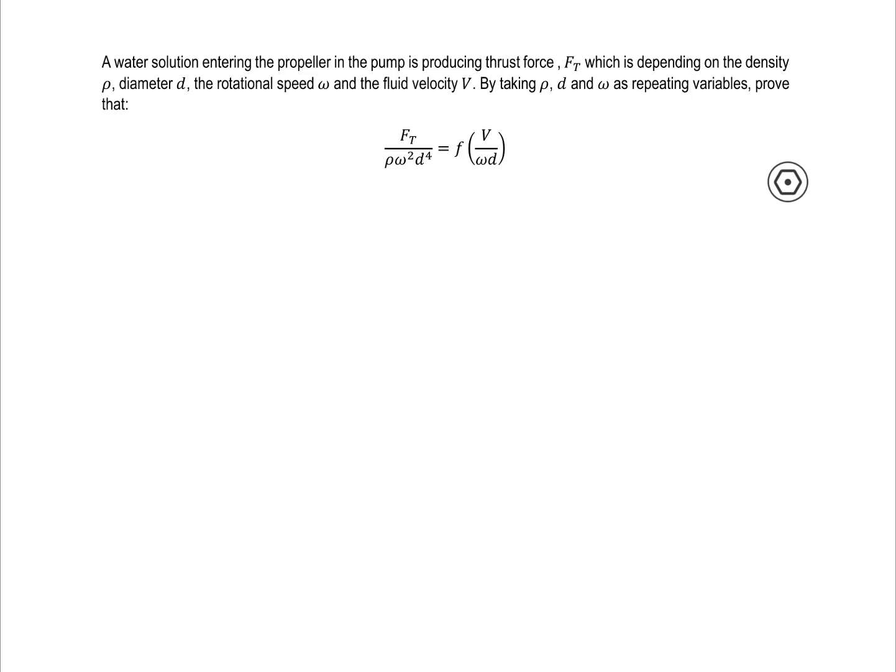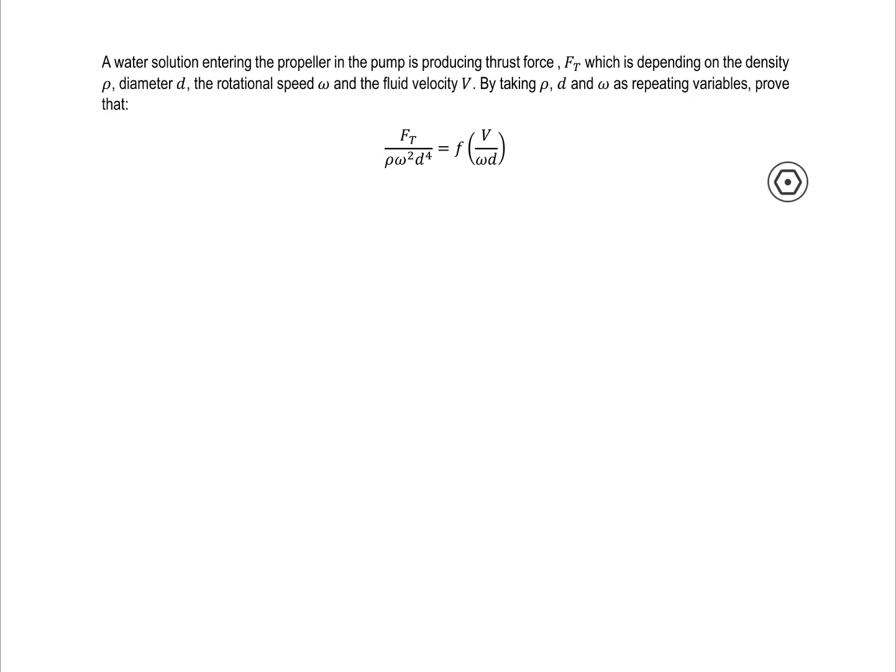A water solution entering the propeller in the pump is producing thrust force Ft, which depends on the density rho, diameter d, the rotational speed omega, and the fluid velocity v. By taking rho, d, and omega as repeating variables, prove that Ft over rho omega square d to the power of 4 is a function of v over omega d.